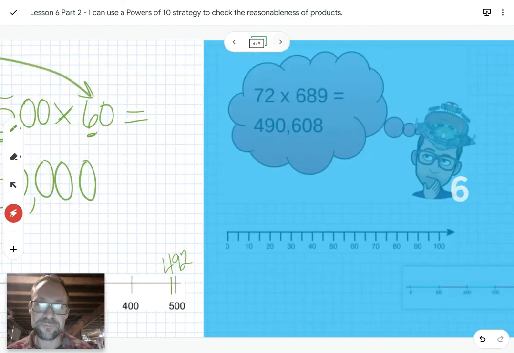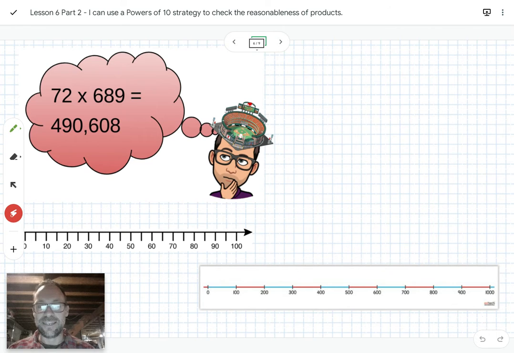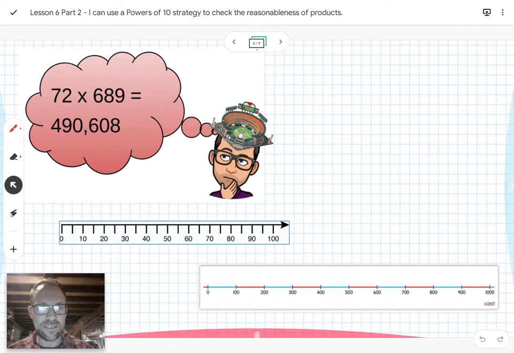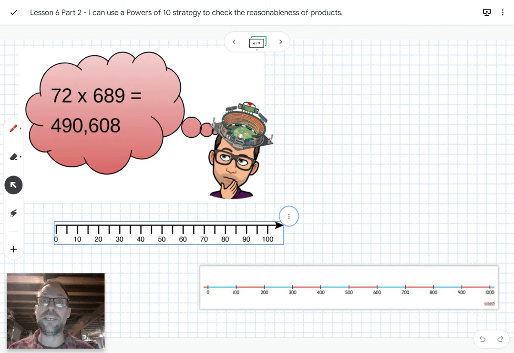Let's try another one. All right. Now, Mr. Duranis's twin, Mr. Duranis 2, he's thinking to himself this problem. 72 times 689 equals 490,608. Let's check to see if that answer is reasonable so we can know if we're in the right ballpark and whether or not we might have to go back and revise if we're not in the ballpark. So I've brought out some number lines here again to help us because we are just learning. And it's good to have a visual model to help us round.